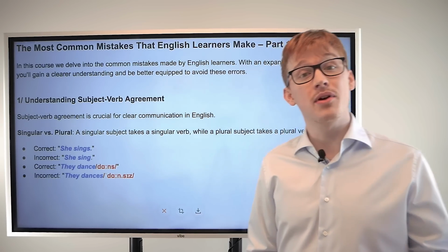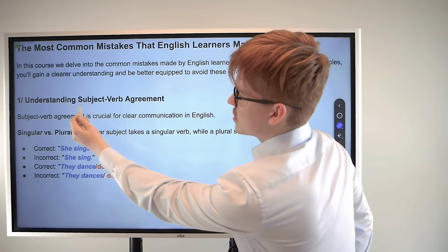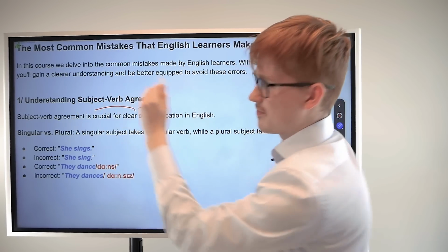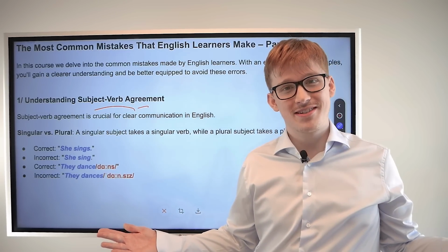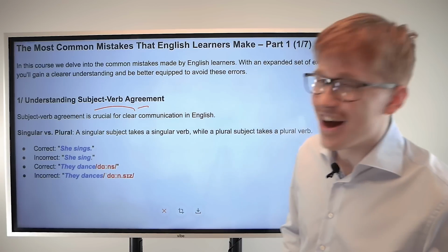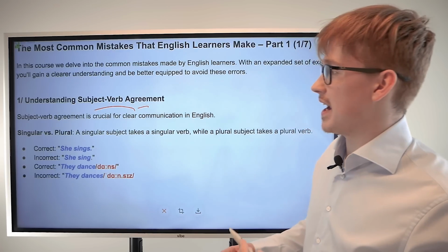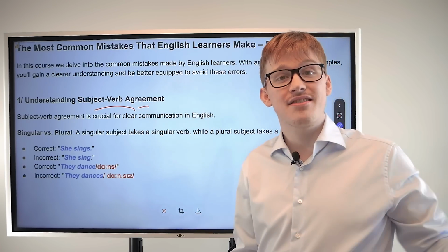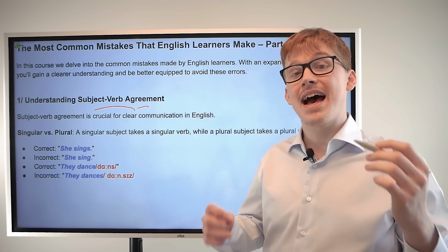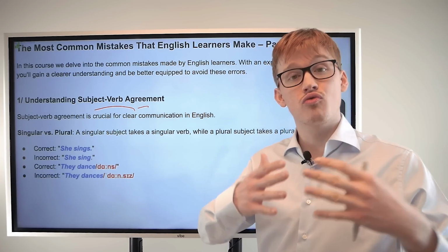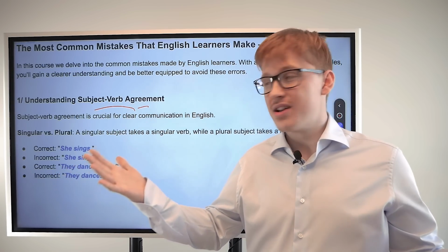So the first thing that we're going to be talking about is subject-verb agreement. What is subject-verb agreement? Okay, I'll let you know. Subject-verb agreement is when we have a pronoun, he, she, it, they, we, and how that is going to relate to a verb. So let's have a look.